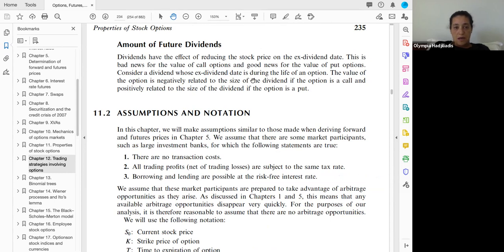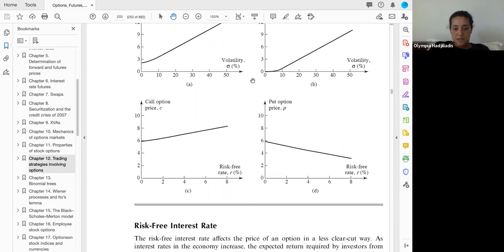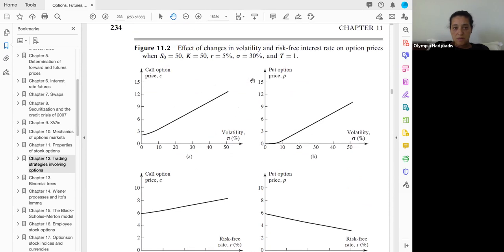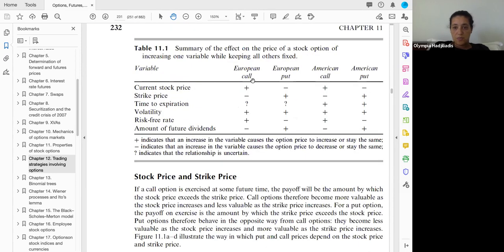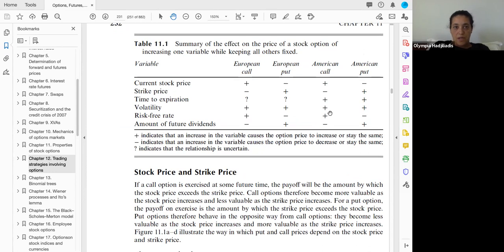So we see this in the table. Amount of future dividends has a negative effect on European call, positive effect on European put, negative effect on American call, and positive effect on American put. Okay, let's stop sharing and go to our slides.